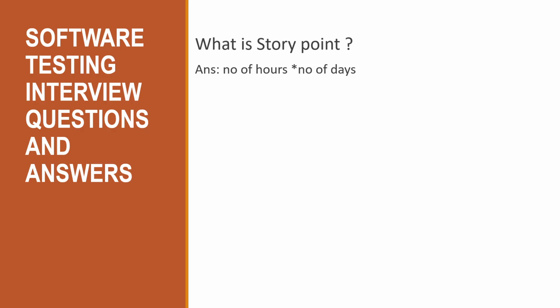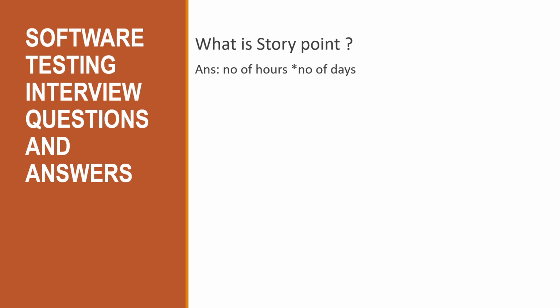So we can define that particular user story as 32 story points because we know it will take around 4 days to complete. So 4 days into 8 hours means 32 story points. That means within 4 days we'll complete this entire user story. So story point is number of hours into number of days.